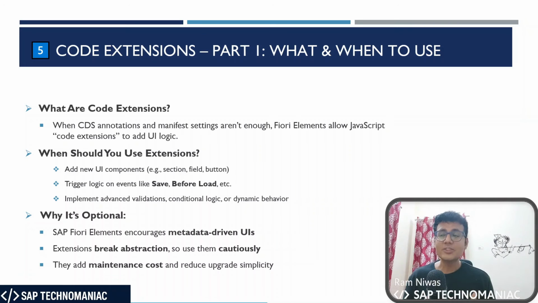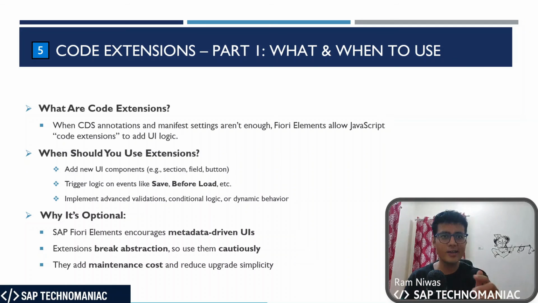But when this code extension is actually used, suppose you have given a lot of annotations in the backend, you have adjusted whatever is possible in the manifest.json file and the configuration also, but still you are not able to achieve what the user is asking. For example, one real-time scenario: you have developed a sales order application and you approved that particular order.